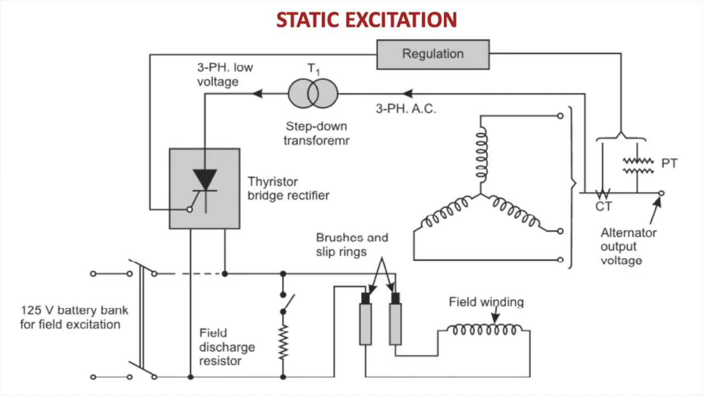Once the alternator starts the generation, the generated voltage is fed through the CTPT to a step-down transformer, and from the step-down transformer, it is being fed to the three-phase bridge rectifier, and the firing angle is being controlled by the regulator, and the output of the bridge rectifier is being fed to the field winding of the main alternator.